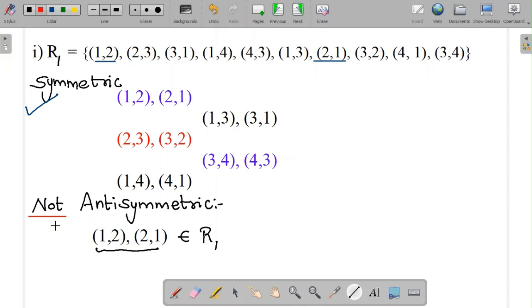If it is anti-symmetric, only one of these two pairs is permitted, or you can have neither of them. But unfortunately, in this case, we have both pairs, 1 2 and 2 1, as part of the relation. Therefore, R1 is not anti-symmetric.